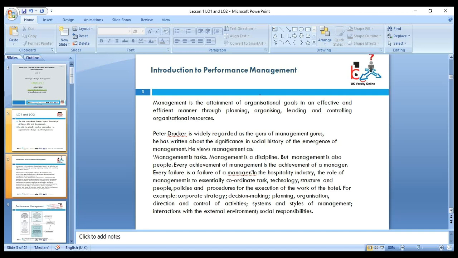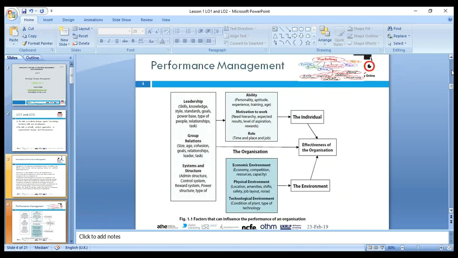In the hospitality industry, the role of management is essential: coordinating technology, structure, people, policies, and procedures. We need to look around at, for example, corporate strategy, decision making, planning, and organizing. All of this managers need to deal with and manage. If we don't manage it, what makes performance? When we want to change something, we act as an agent, because managers are the agents of shareholders, who are ultimately the owners of the business. They select the directors, and the directors select the management, or they manage themselves. So we need to look at what makes performance management.